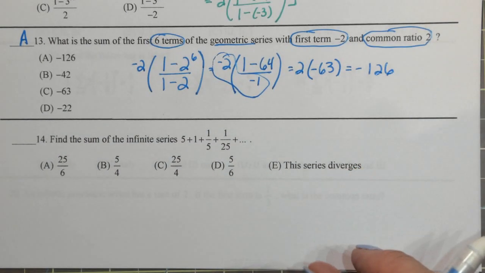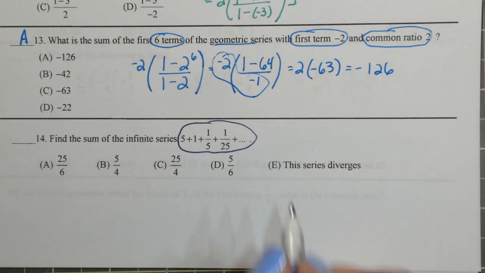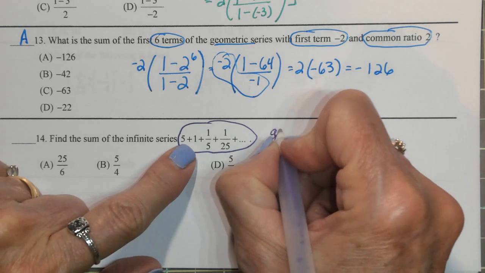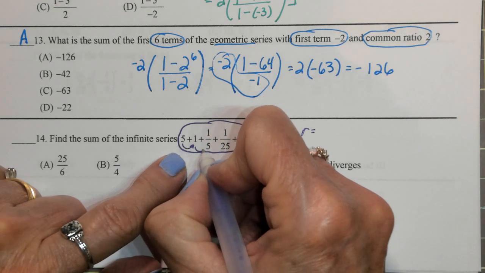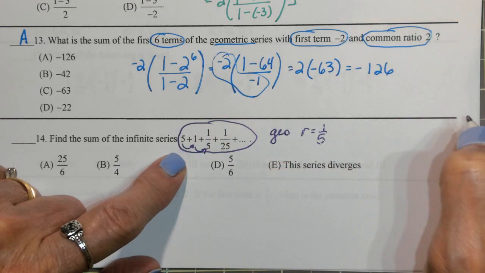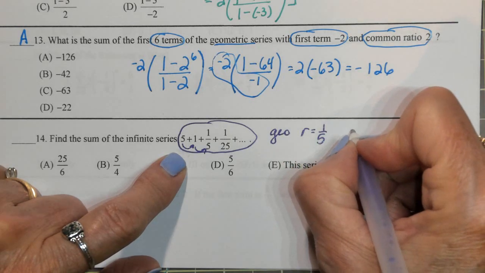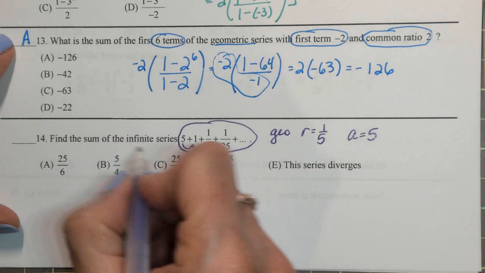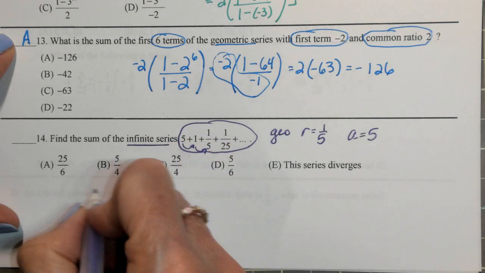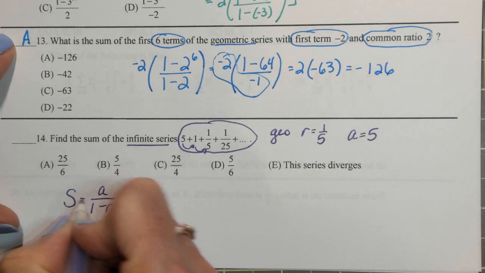Okay, find the sum of this infinite series. It's an infinite series because it does not stop. See the dots, it does not stop. So this is geo with r equal to, what are we doing to every term to get to the next one? We're multiplying by 1/5, right? It's geo with r 1/5 and first term 5. There's a short formula for the sum of an infinite geoseries. It's the first term over 1 minus r. That is the infinite sum.